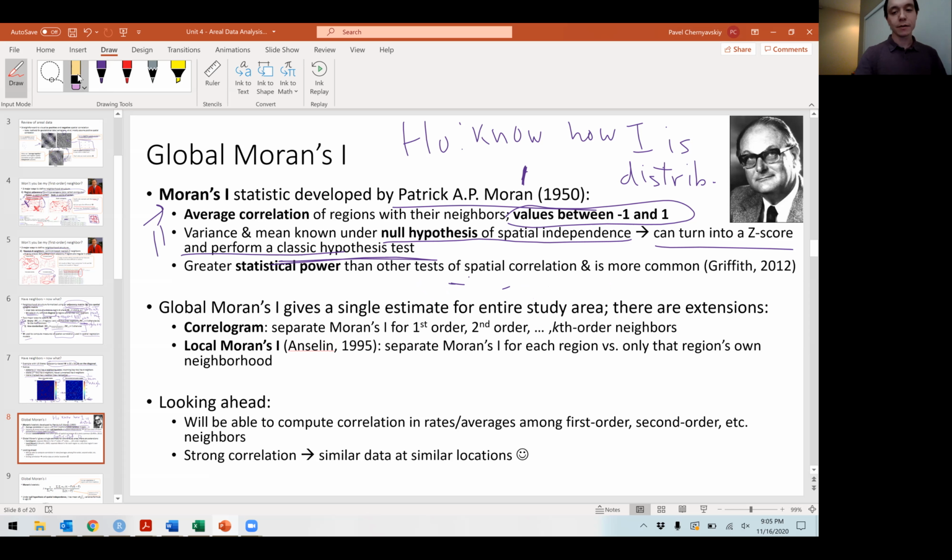We'll be talking about the global Moran's I first, which gives us an estimate for the entire study area, the entire state of Wyoming, the entire country of the US. But there are several extensions. One is what's called a correlogram. It computes a separate Moran's I for all first order neighbors, second order neighbors, third order neighbors. By the way, what are second order neighbors? It's the neighbors of our neighbors.